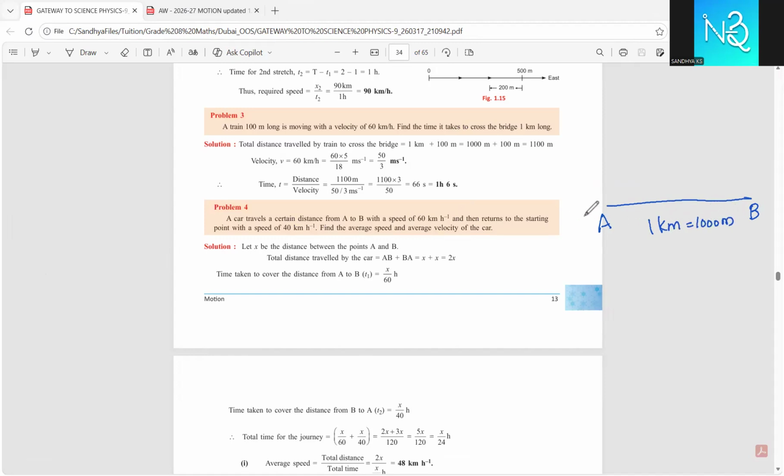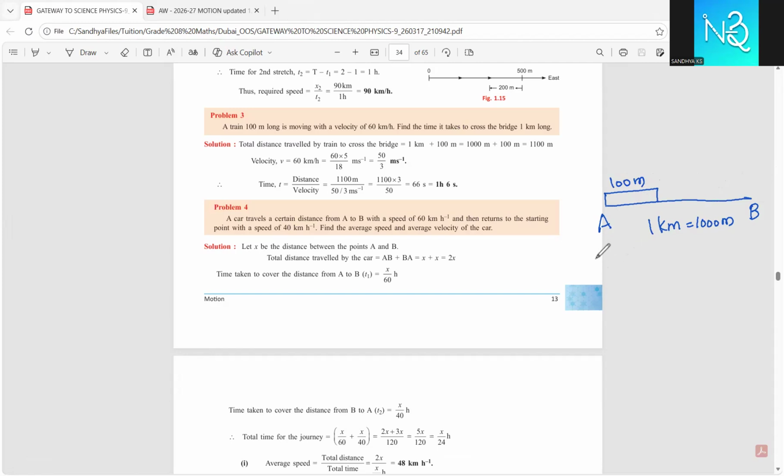Okay, so that you understand. Train 100 meter long means this is the train. So it will take here till 100 meter long. Like that, how many? 10 times like that. Now you can understand by seeing. The train is moving with a velocity of 60 kilometer per hour. So velocity is 60 kilometer per hour.